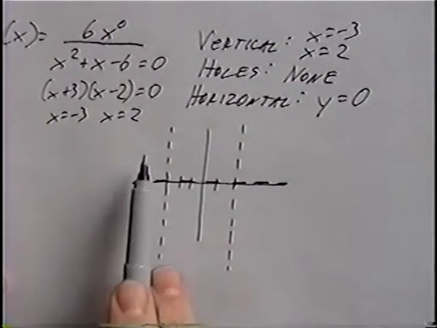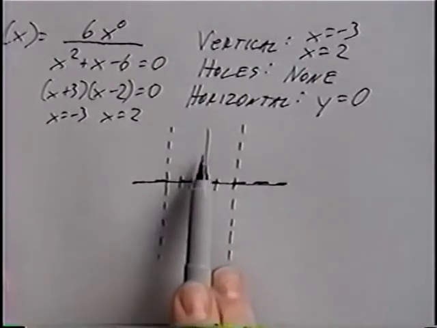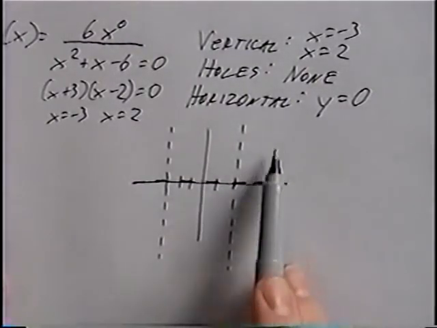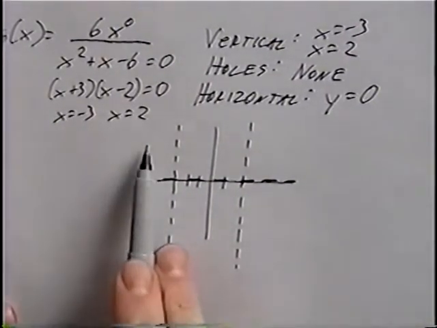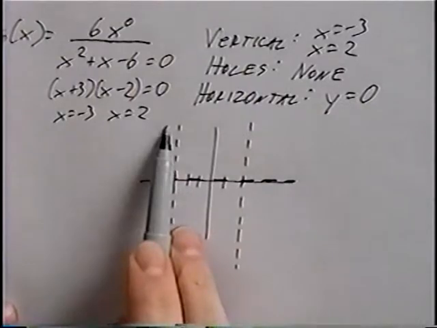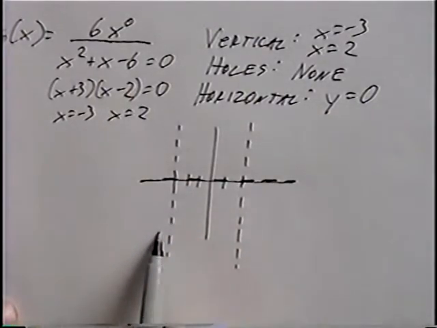On this one, we have 6 sections. We have 2 sections on the left, 2 sections in the middle, and 2 sections on the right. Same idea as the last problem. The graph can either be on top or bottom of each section.